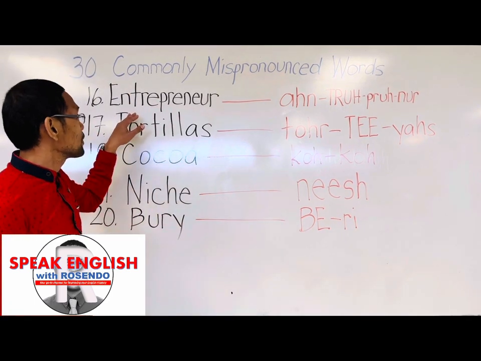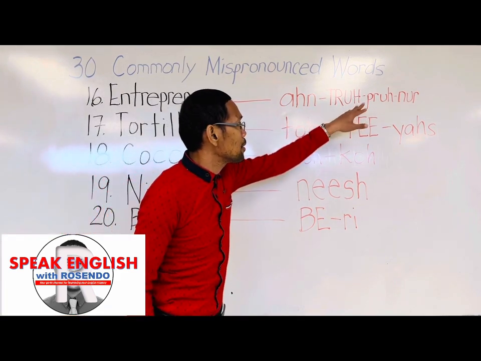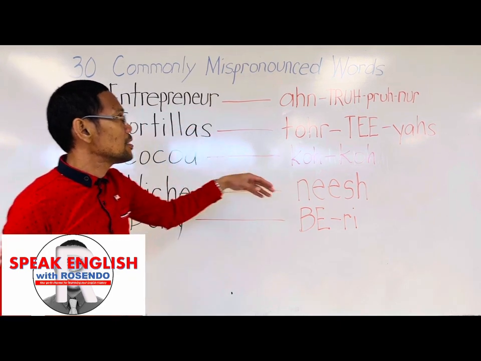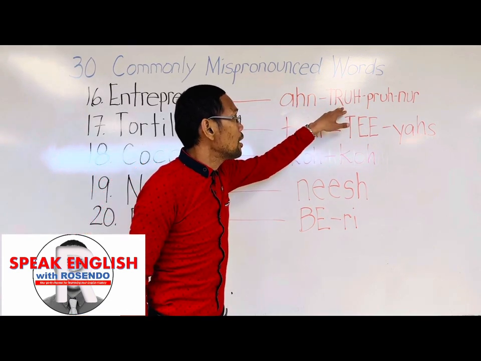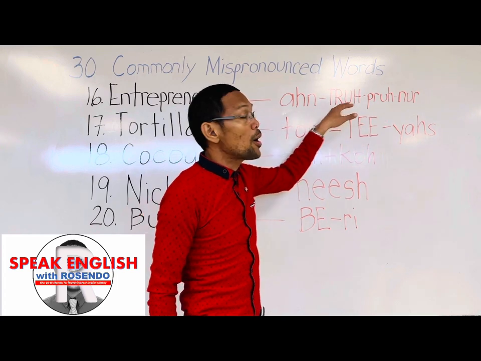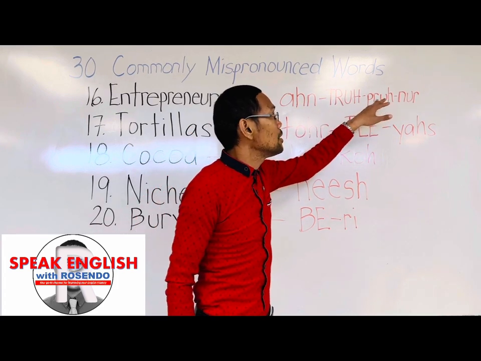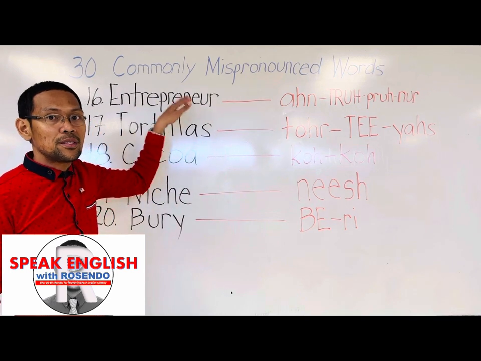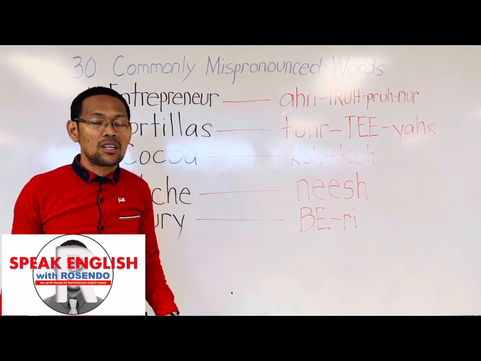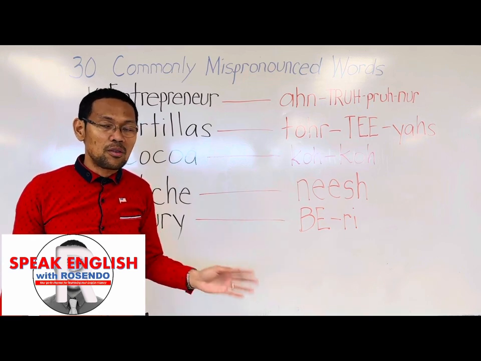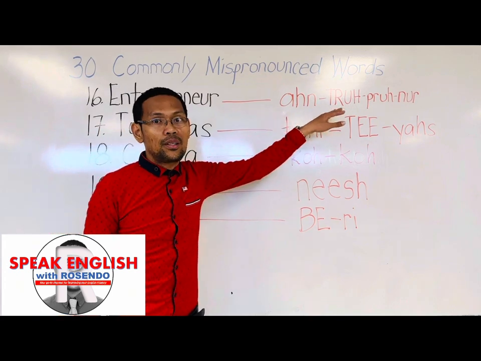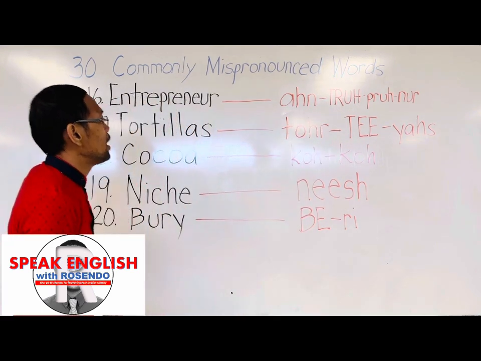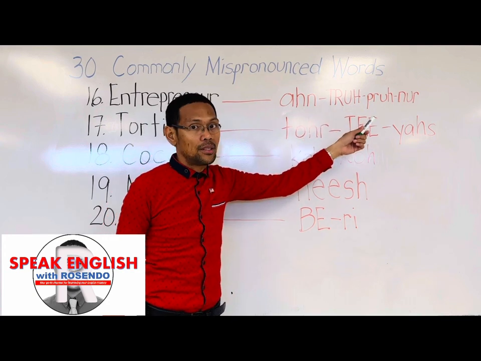We have how many syllables? One, two, three, four. The four-syllable word, which is also commonly mispronounced. This is pronounced as entrepreneur. We don't say it the other way, but instead we say entrepreneur. All right, the emphasis is on the second syllable, entrepreneur, okay?